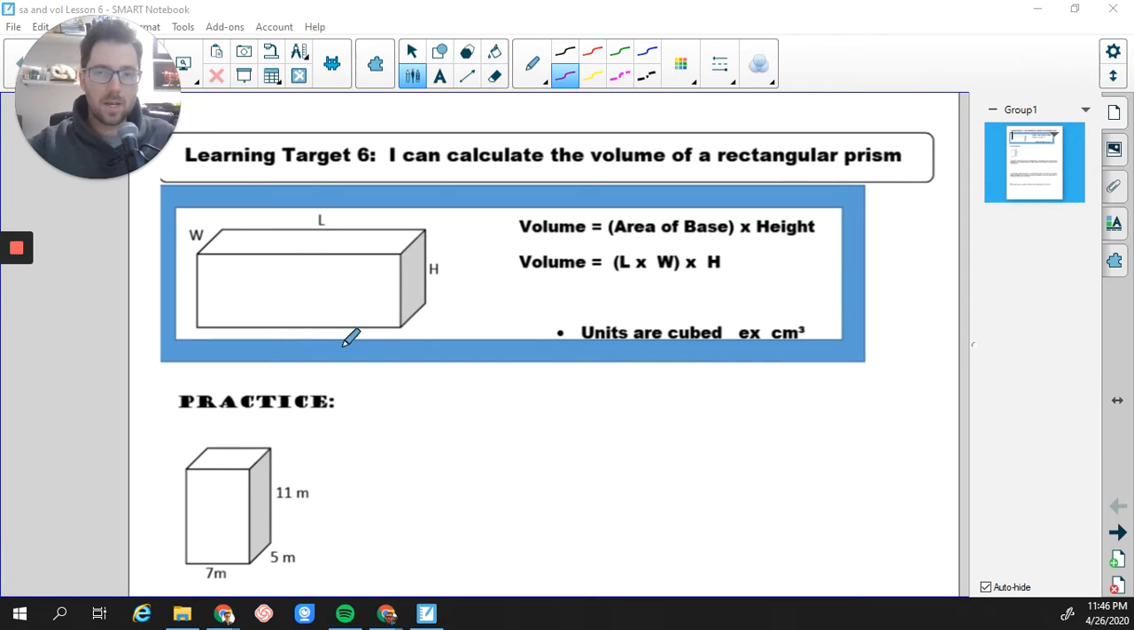Okay, welcome back to another one. We're looking at volume right now. So we're taking a look at the volume of a rectangular prism.